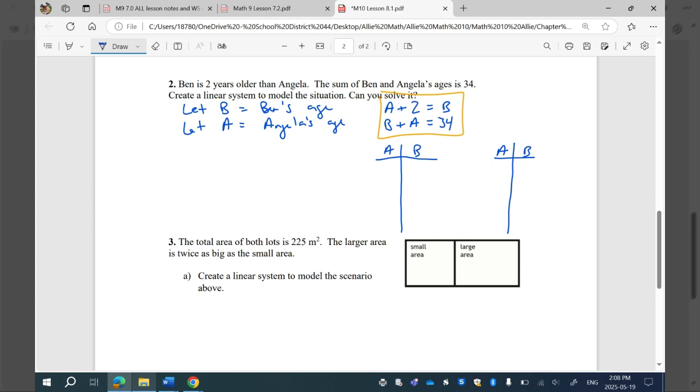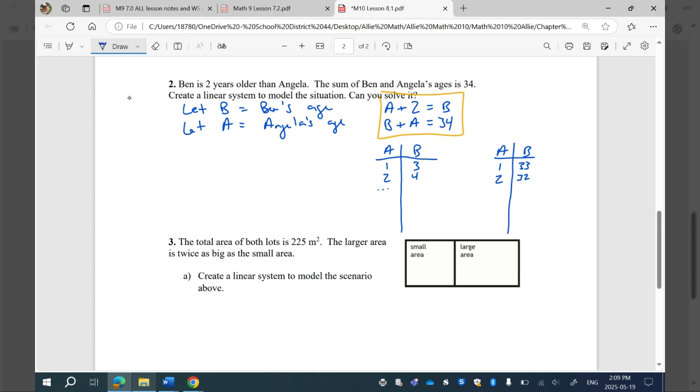Okay, Ben is 2 years older than Angela. There we go. So if Angela is 1, Ben is 3. And if Angela is 2, Ben is 4, 2 years older. And let's do a few of our other ones. Their ages need to equal 34. So if Angela is 1, Ben would have to be 33. And if Angela is 2, Ben would need to be 32. We're not really anywhere near those, so I'm going to skip ahead a little.